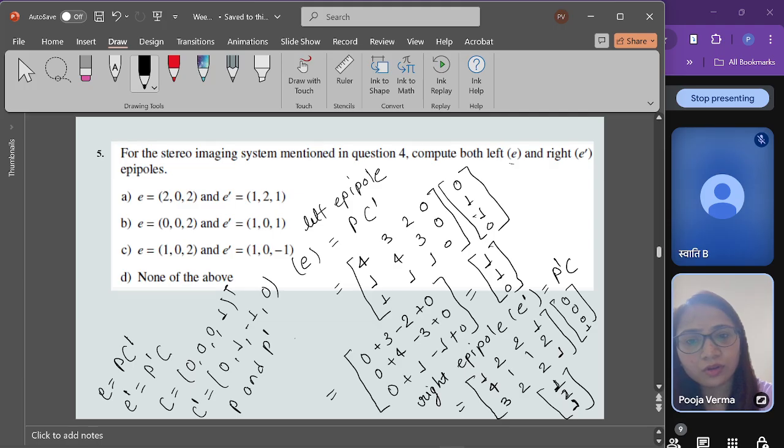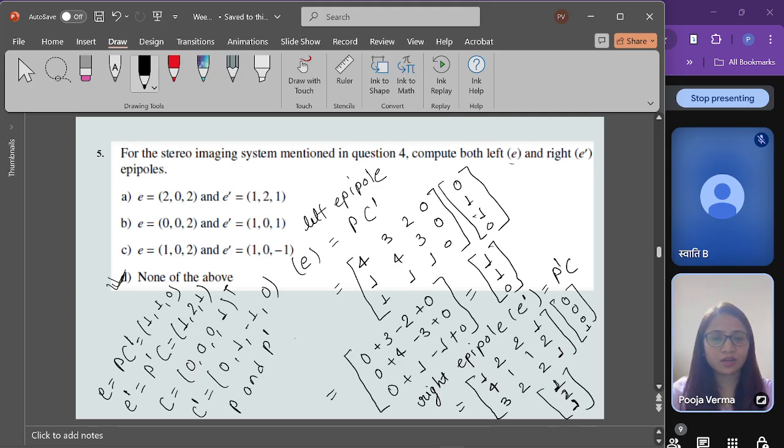So the right epipole E dash you have got is 1 2 1, and the left epipole you have got is 1 1 0. So none of the options here is matching. So none of the above is the correct answer for this question.